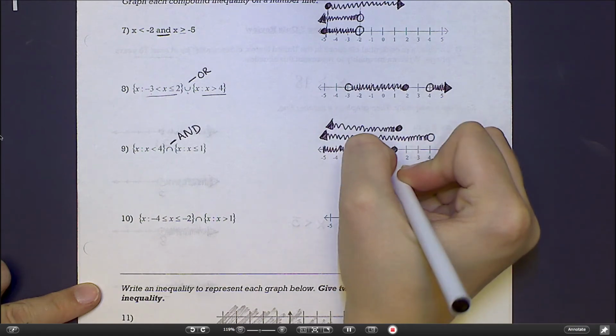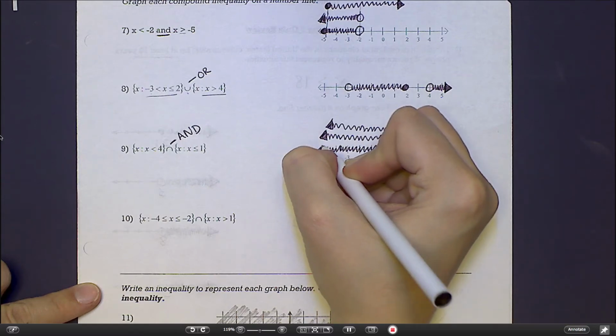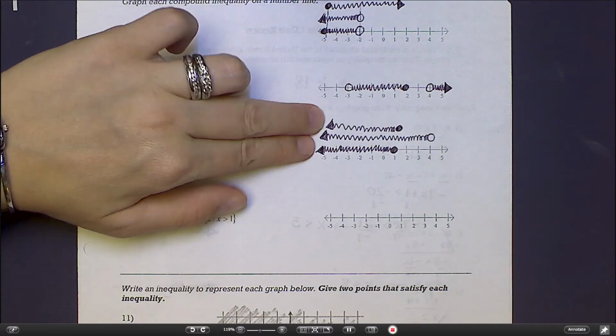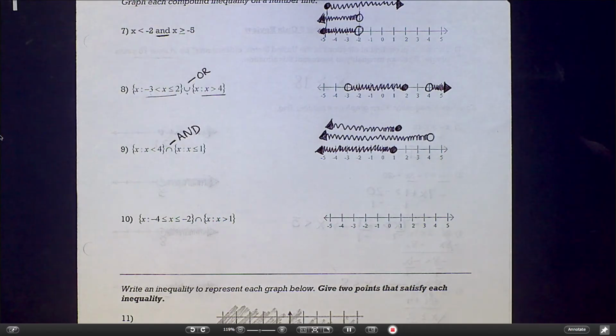All that shading sometimes looks a little messy, so I'm sorry about that. And I'm going to make sure to darken in my arrow because these two are going to continue to overlap all the way down. Okay.